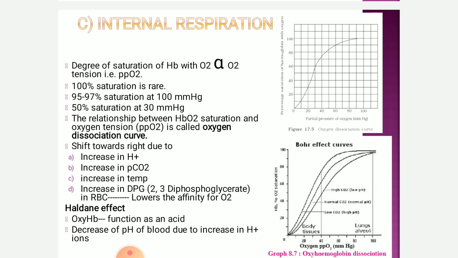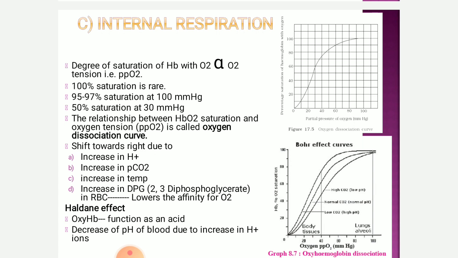What is the Bohr effect? The shift of the oxygen hemoglobin dissociation curve due to the change in the partial pressure of carbon dioxide. So it can shift to the right or it can shift to the left. You can see in the diagram it is shifting toward the left because of low carbon dioxide, and it is shifting toward the right because of high carbon dioxide or high partial pressure of carbon dioxide. So that effect is known as the Bohr effect.